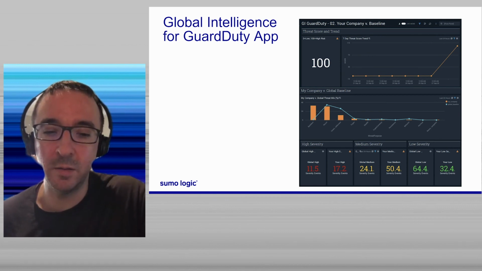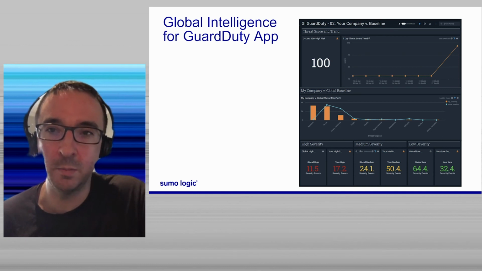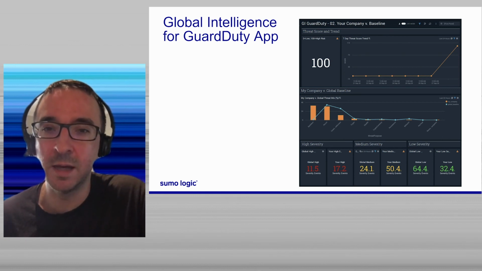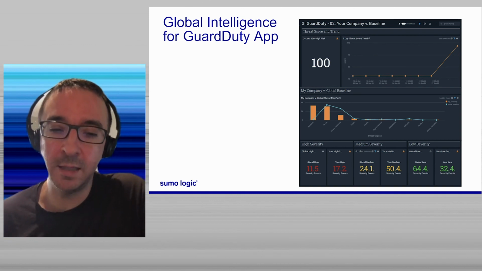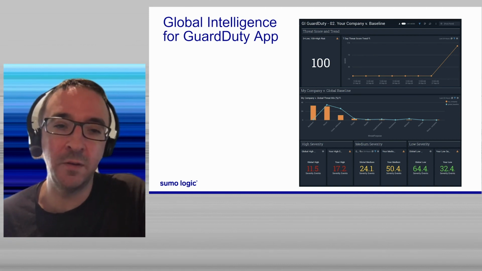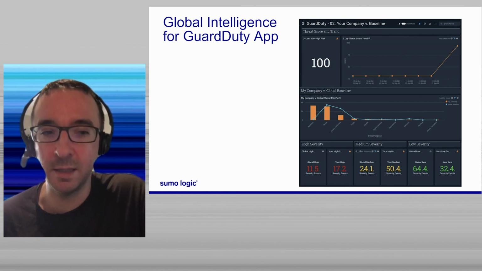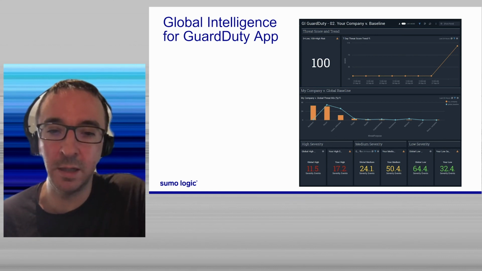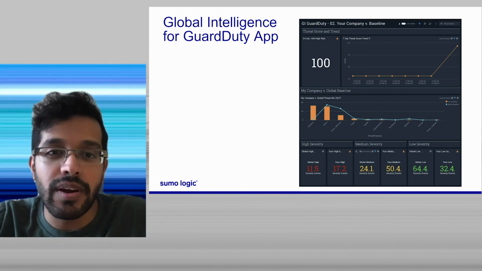Ultimately, there's no substitute for really digging in and investigating these security threats. But the idea is that this global context will give you a head start and a more effective and efficient way to triage, prioritize, and understand the context of your GuardDuty threat alerts, and help you more effectively maintain the security of your application. Back to you, Shri. Great. Thank you very much, David.